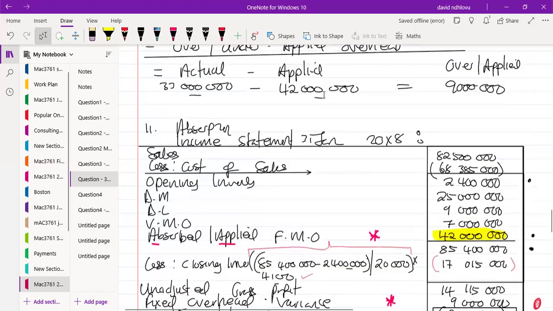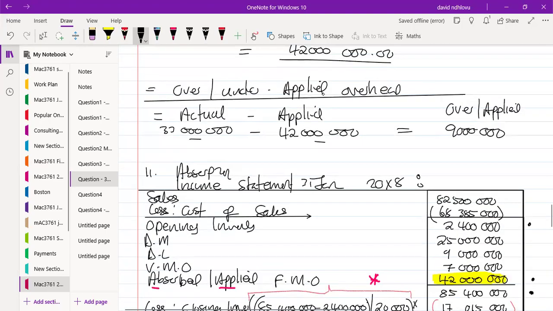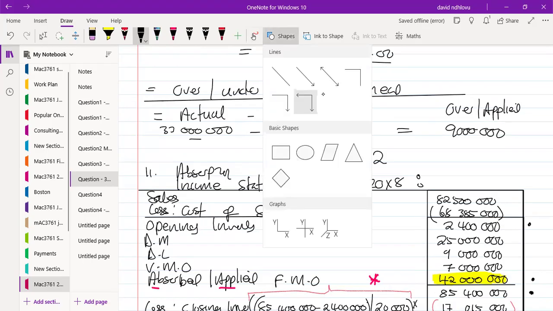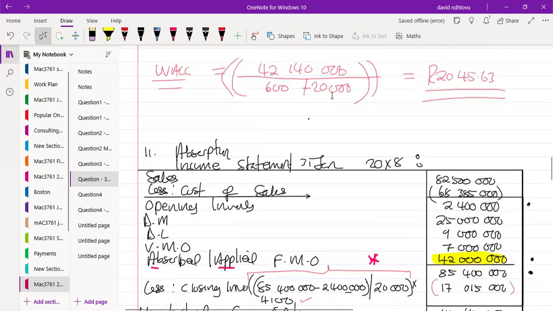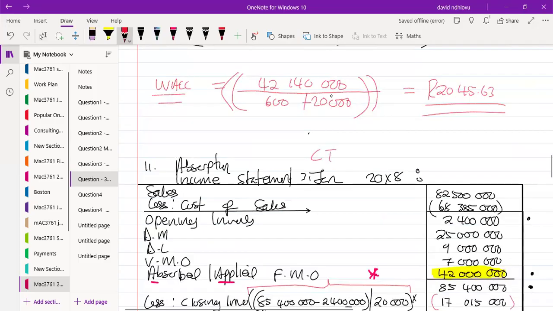Now, this is more prominent with the CTA guys. CTA 1 and 2, this is how you deal with the over and under applied overhead. The undergraduate guys, most of your memos, you are applying this. So for CT1, this is what you apply.